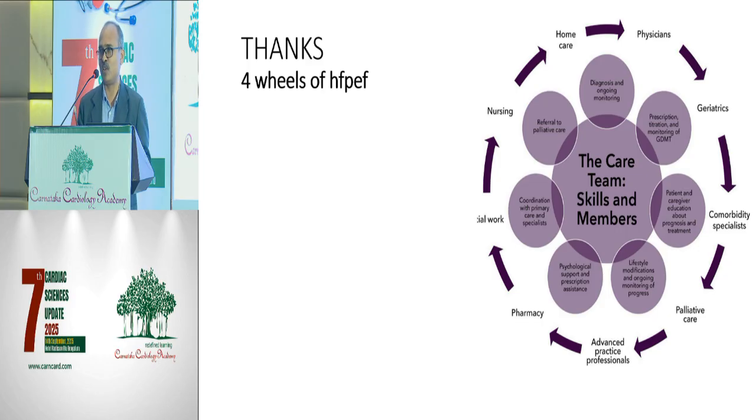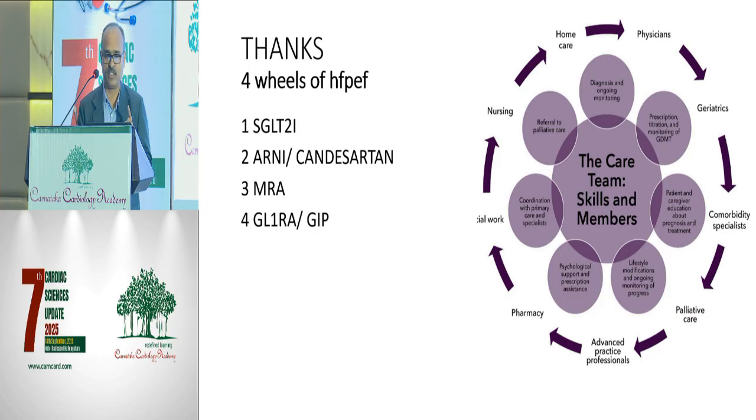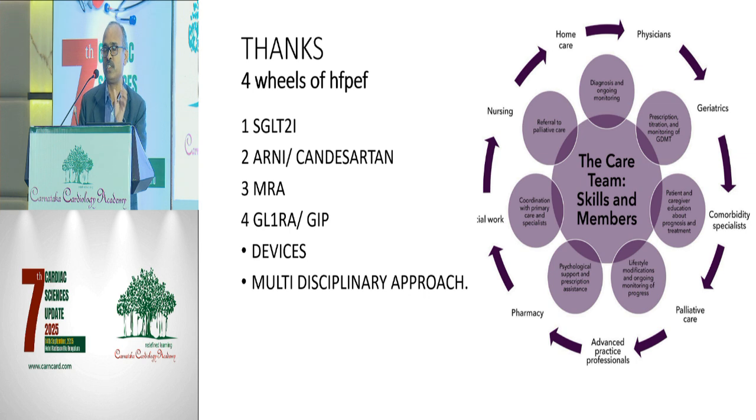So now, I'm coining a new term: we don't have pillars, we have wheels, constantly changing. The 4 wheels of heart failure with preserved ejection fraction: SGLT2 inhibitor, ARNI, candesartan, MRA, and GLP-1 receptor agonist. Along with those, devices which are still in the process of being developed, and we need a multidisciplinary approach, because it's not a loss of the myocardium or pumping failure. It's a multi-pathophysiological issue which needs multiple approaches. That's all, and I'd like to thank you.